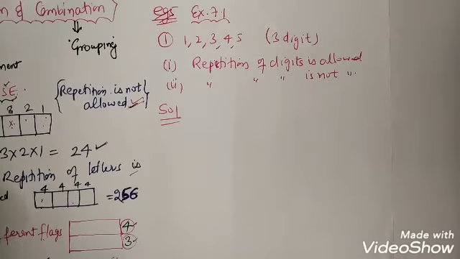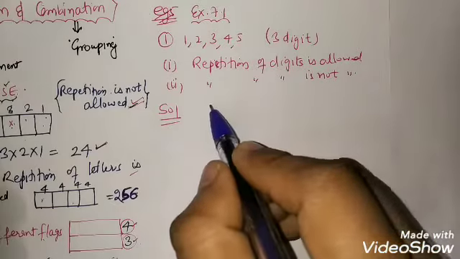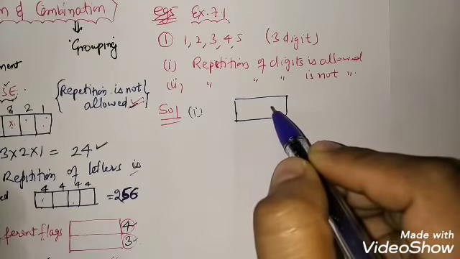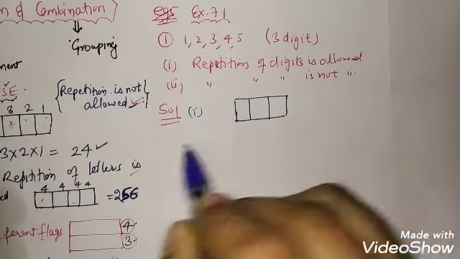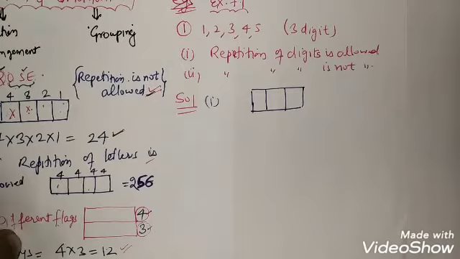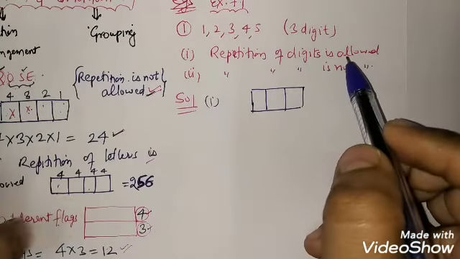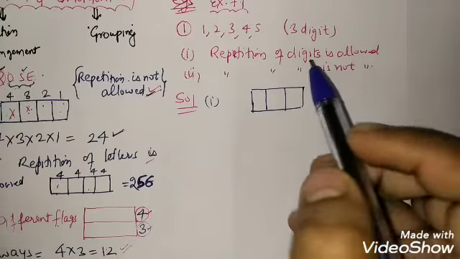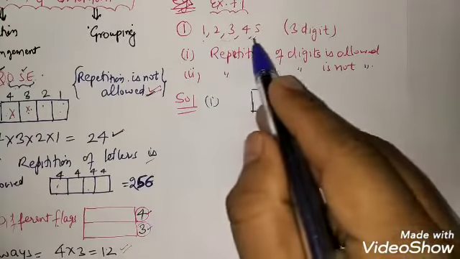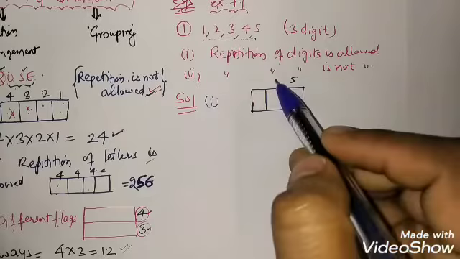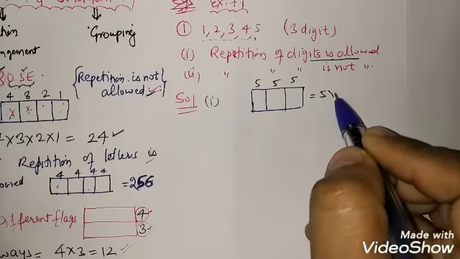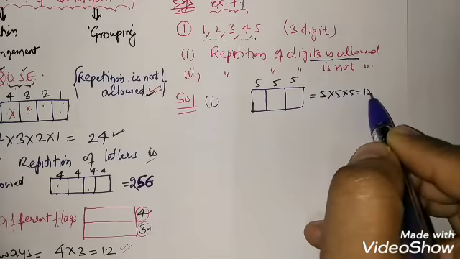Solution. How can we do this? It's easy. We have to make a 3-digit even number for the first part. How can we make a 3-digit number from this? Repetition of digits is allowed, so I can fill that particular place by how many numbers? 5. If the digits can repeat, then it is 5, and again 5. The answer is 5 into 5 into 5, 125.